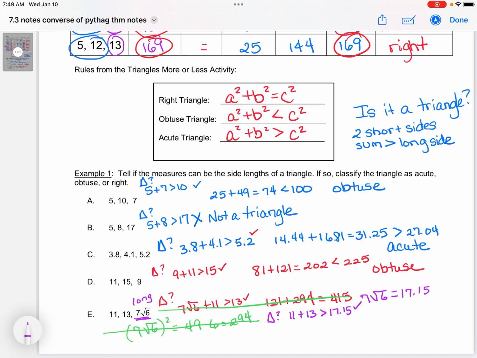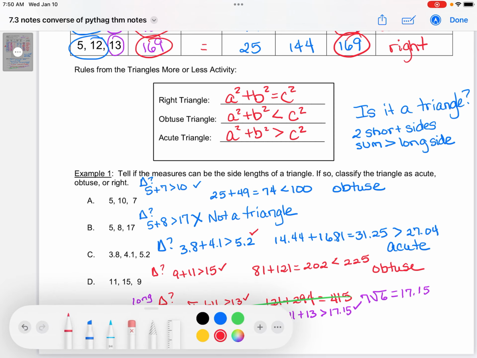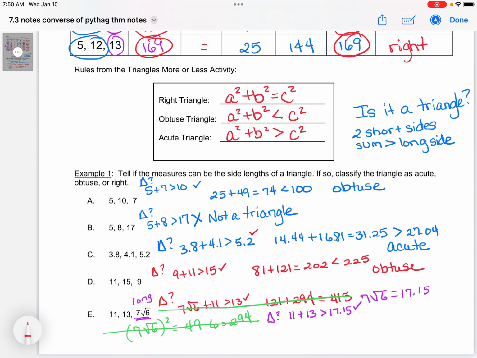But that means that I'm adding together 11 squared plus 13 squared. And that's going to be 290. Okay, and I'm comparing that to 294. So 290 is less than 294. And that is obtuse.